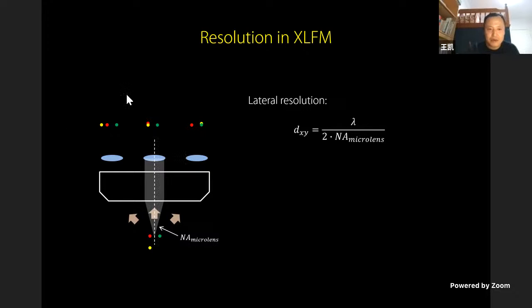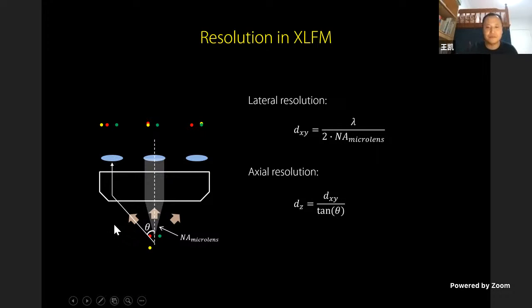Using the central microlens, we cannot separate the red and yellow dots in the axial direction, but we can resolve them using this microlens because they view these 3 points from a different angle. And with some simple geometry calculation, we can get that the axial resolution is the lateral resolution over tangent theta, where theta is the angle of the light ray collected by this microlens.